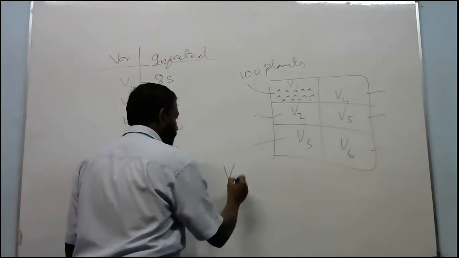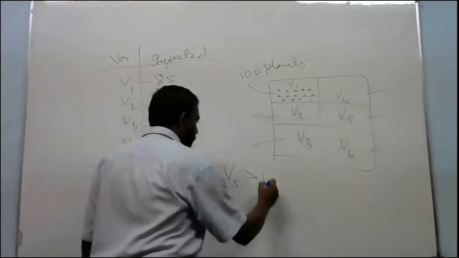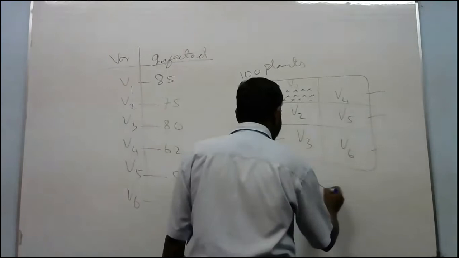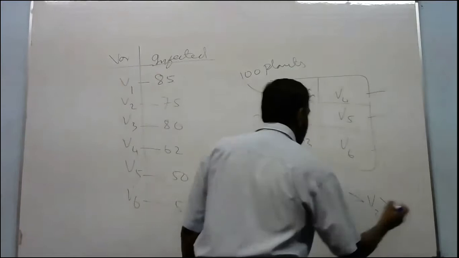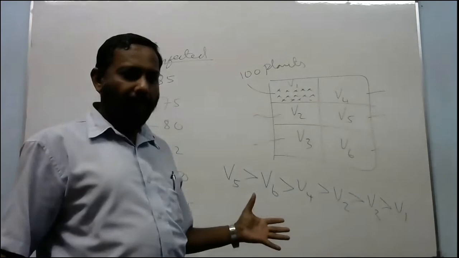What about the next one? V6. Then V4. V2. V3. And V1. You understand? So now you see, we can rank them, right? Variety 5 is the best, more resistant.